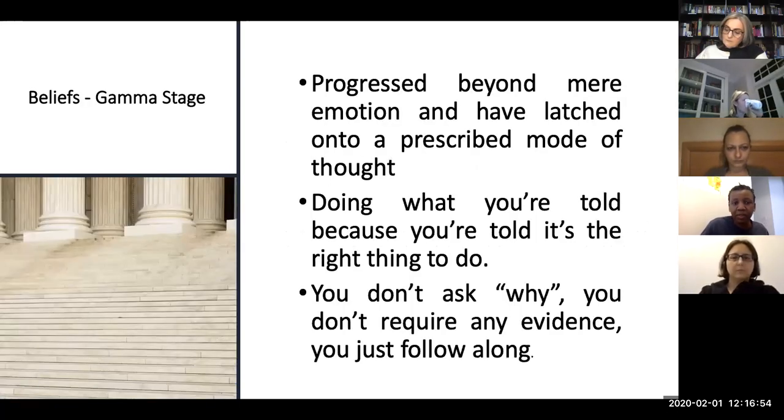And then the belief stage, which is the gamma stage, is when you progress from the emotions part of things and then you latch onto a belief that someone has told you, most especially when you look at religion or culture. That has been embedded in you, or you grew up with that culture and you've been told that's the right thing to do. You don't ask why, you just follow that belief, right? That's another stage of thinking. So people with this kind of mindset don't think outside of the box per se, because they feel that they're going to be penalized for doing something outside of those beliefs.